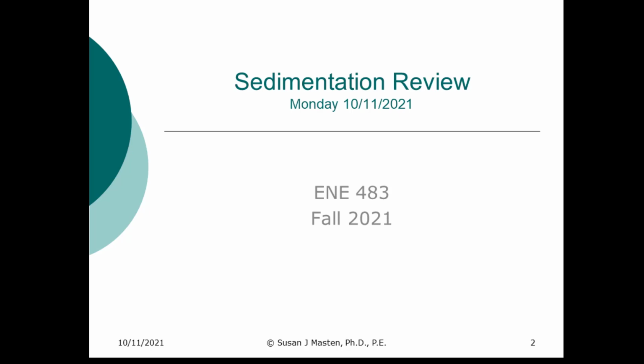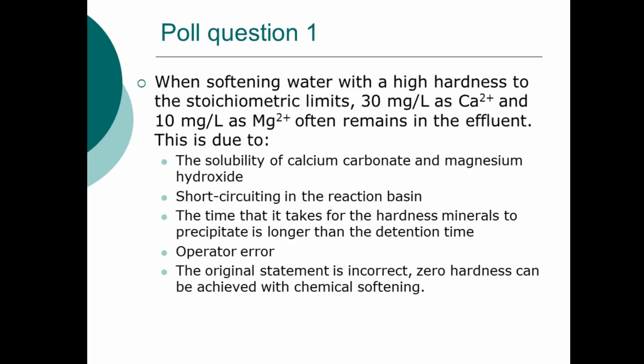In today's class, we will go over a problem on sedimentation. But first, we'll look at a poll question. When softening water with a high hardness to the stoichiometric limits, 30 milligrams per liter as calcium and 10 milligrams per liter as magnesium often remain in the effluent. Why is this the case?